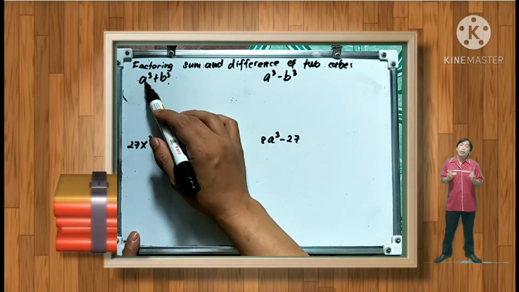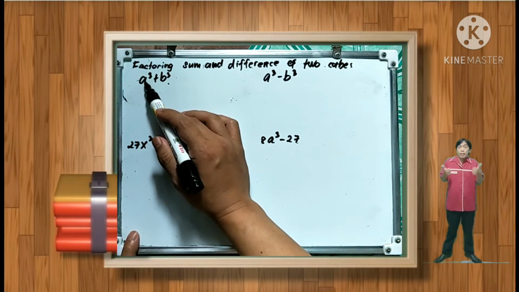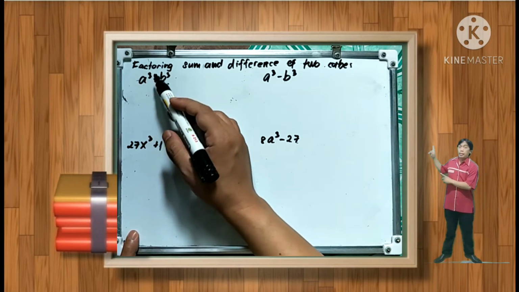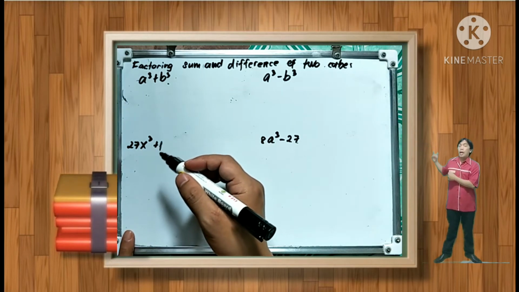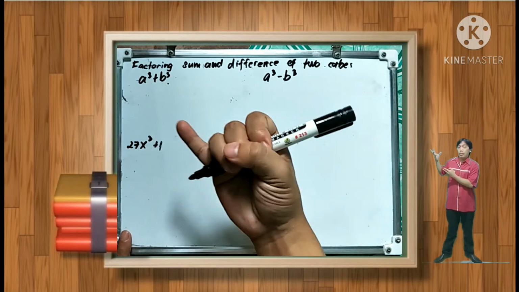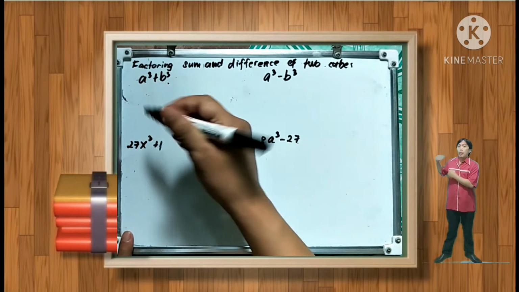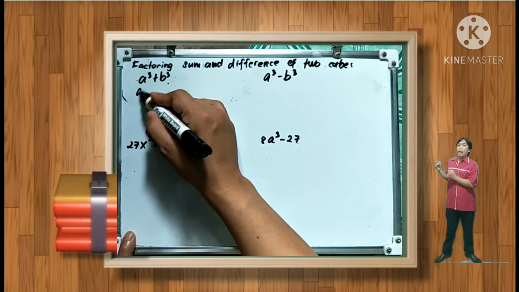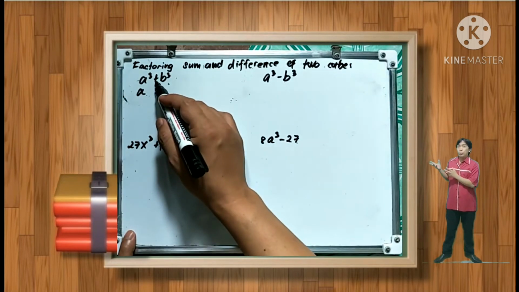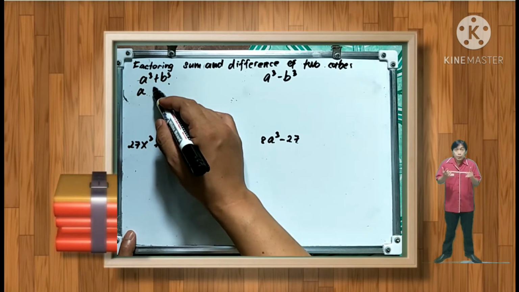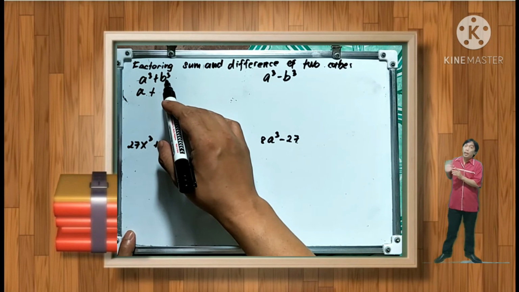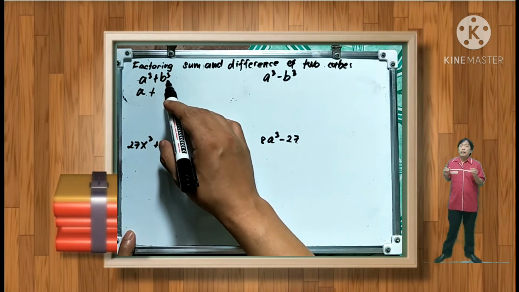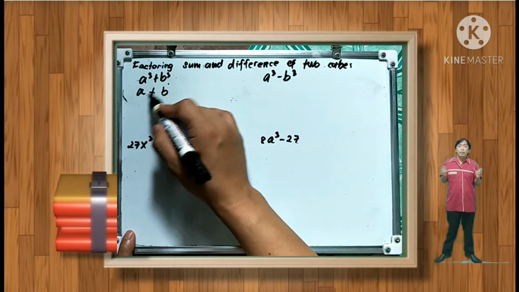Now, the first term, we are going to get the cube root. When we say cube root, thinking of a variable, we multiply it 3 times to itself. The answer is a cube. So a times a times a, that is a cube. So the cube root of a cube is a. Then if this is plus, we just copy the operation plus. Same procedure, we get the cube root of the second term. So the cube root of b cube is b.